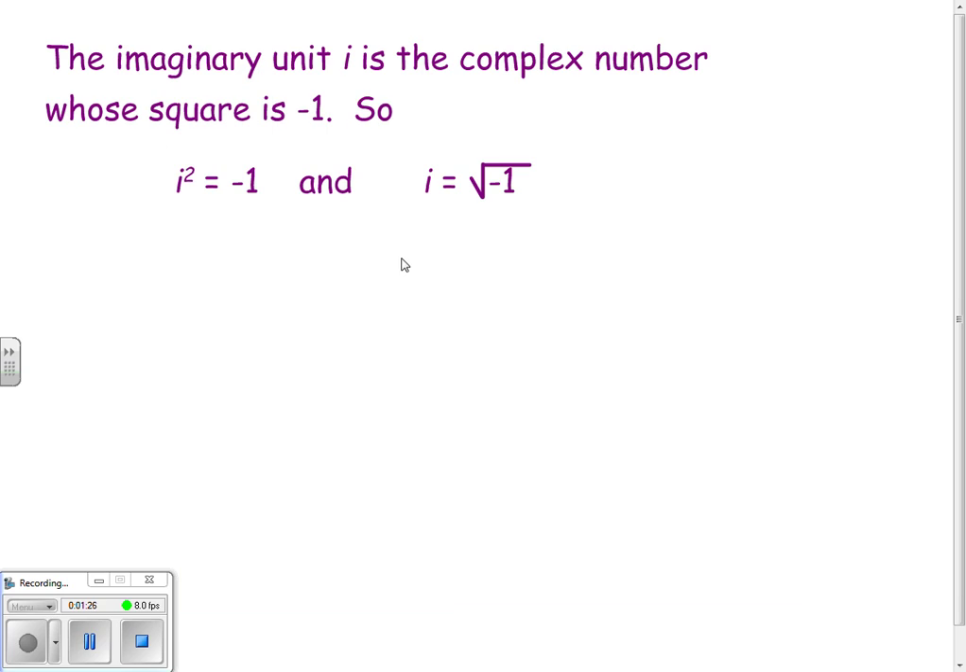The imaginary unit I is the complex number whose square is -1. There are two very important things for you to remember. The first is that I squared is -1. Anytime you have an I squared, you can replace it with a -1. And the second is that I is the square root of -1, which means when you have a negative under the radical, you can replace it with an I, which stands for the imaginary number.